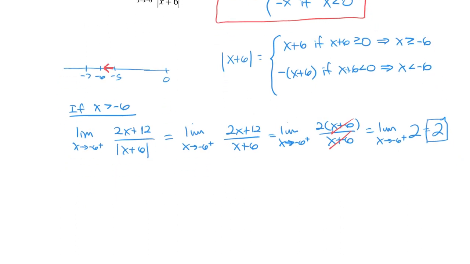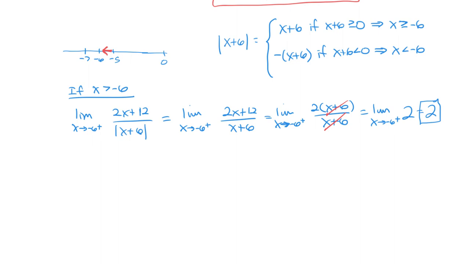So what we have to do now is just see if we approach from the left, will we get the same thing? So let's consider that. What about if x is less than negative 6? So x is less than negative 6. So now on the number line, up here, x is less than negative 6. So we're coming in from here. We're coming in from the left. So in this case, we are coming in here. We're approaching negative 6 from the left. So we'll have the limit as x approaches negative 6 from the left of 2x plus 12 over the absolute value of x plus 6.